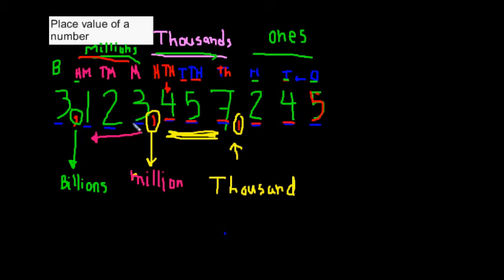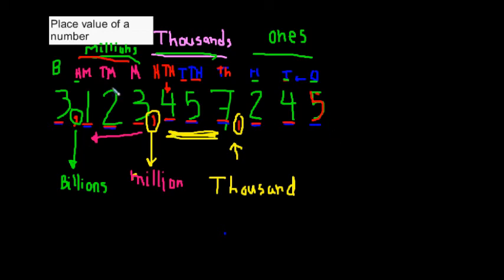Then we go to another family of numbers. Number 3 is in millions. Number 2 is in 10 millions. Number 1 is in 100 millions. And then 3 is in billions.